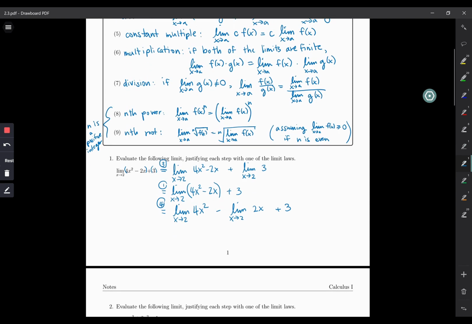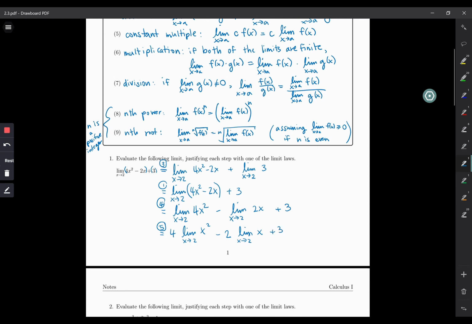Now both of these have constants, so I'm going to use the constant multiple rule to pull those constants outside of the limit. Here I'm going to pull this 4 out, and I will get 4 times the limit as x goes to 2 of x squared. And then I will have 2 times the limit as x goes to 2 of just x.